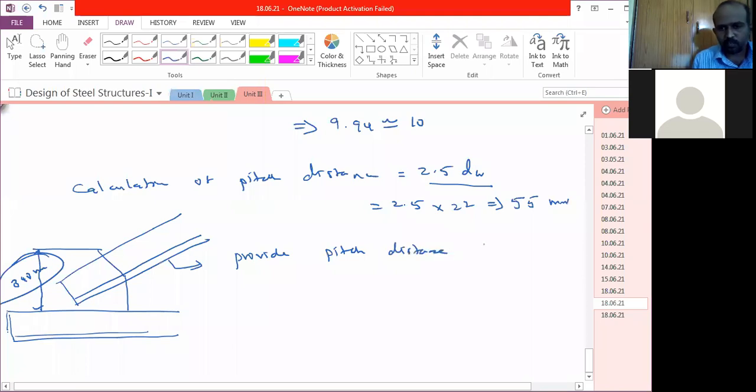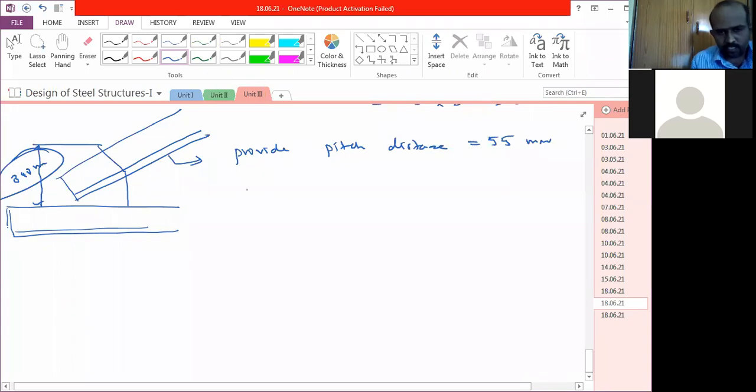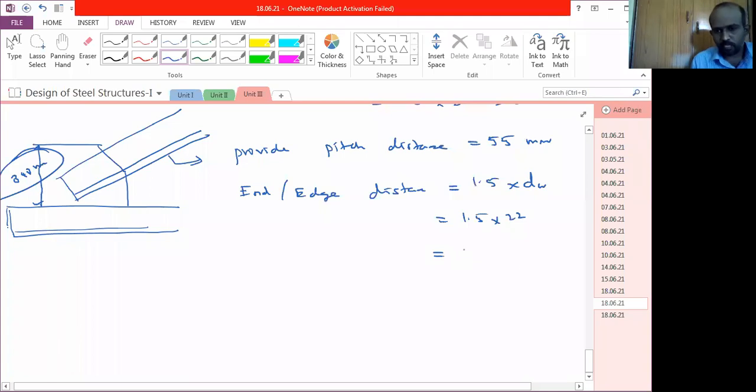So all things you have to understand, then only you do the problem. Practice many problems, then only the steps will come to your mind. And end distance, or edge distance, that also needs to be known. We will assume it as 1.5 times the diameter of the bolt hole. So 1.5 times 22, how much? 33 mm. So approximately we provide 40 mm.